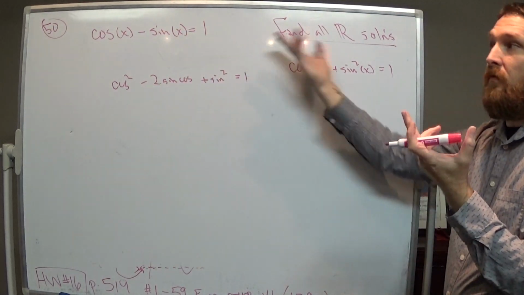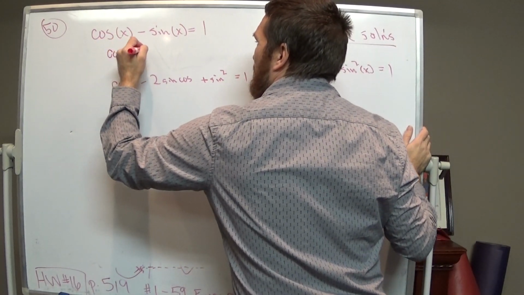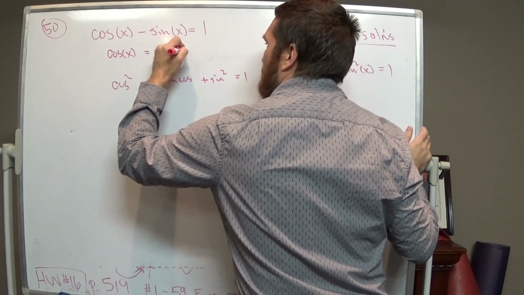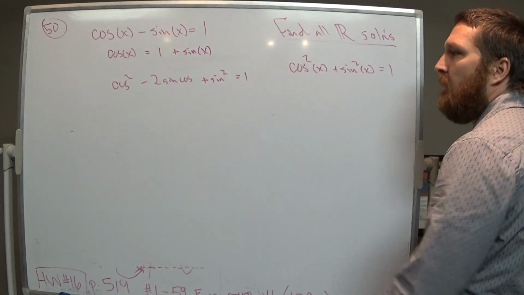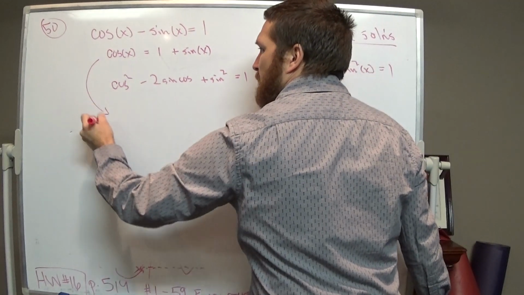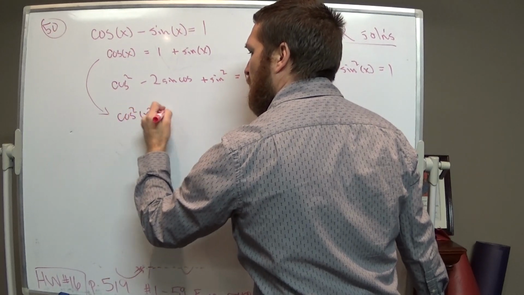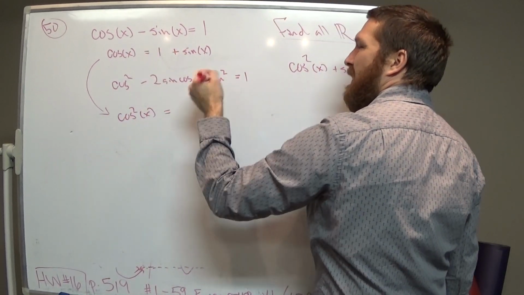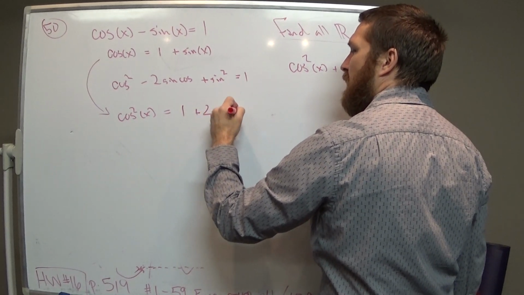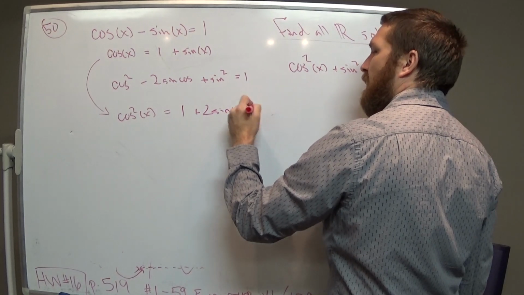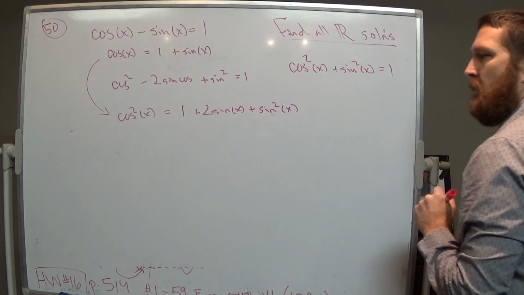You could also bring this over, that's my intuition, is to say, I don't want a bunch of those, and so I'm going to do this. And then square it. Sorry about this. I should have put him over there. But then I square it, and I get cosine squared x. When I square this guy, first, outer, inner, last, is 1 plus 2 sine x plus sine squared x. And that you can factor.